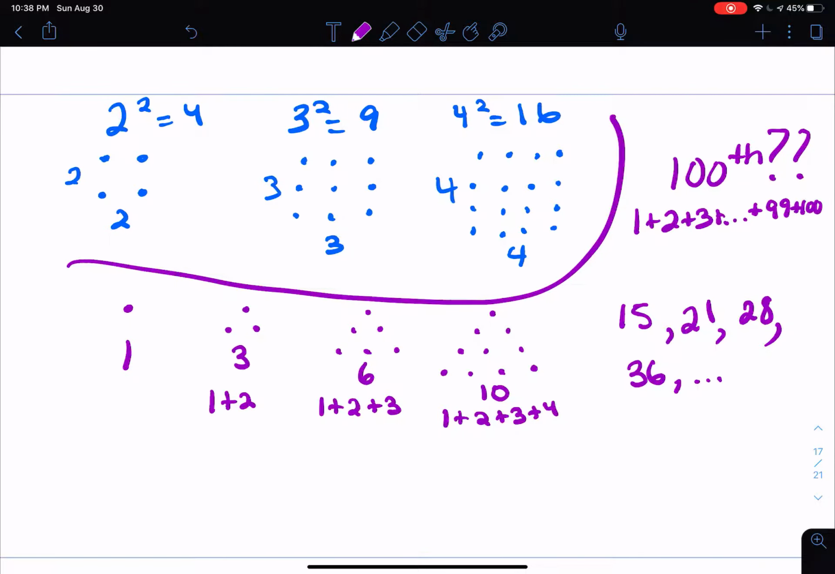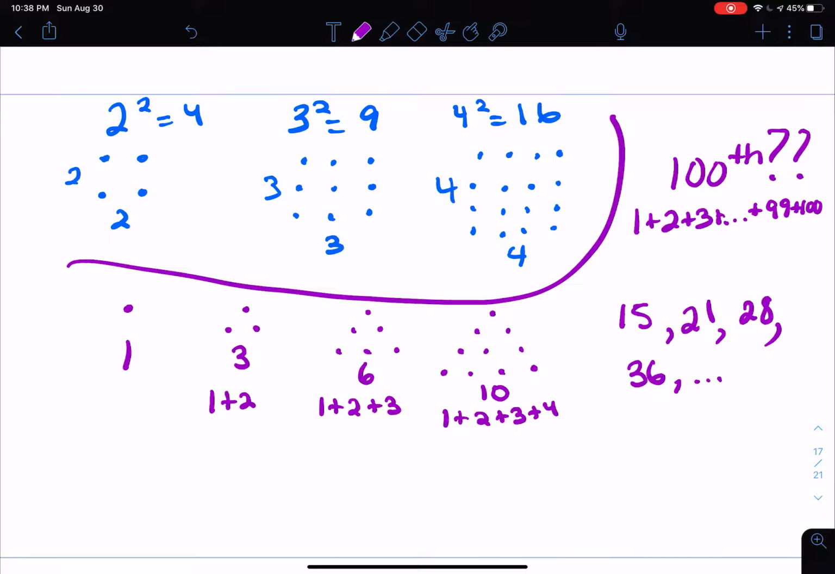I mean, early on, that's easy. Like, the second triangular number, 1 plus 2, you get 3. The third triangular number, 1 plus 2 plus 3 is 6. Fourth triangular number, 1 plus 2 plus 3 plus 4 is 10. But I don't want to sit here all day and add up all the way to 100 and see how many dots there are and what that triangular number is. So let's look for a pattern.